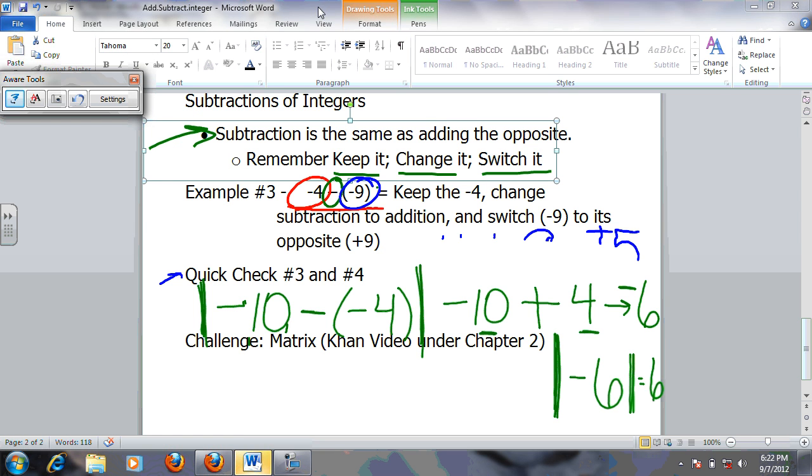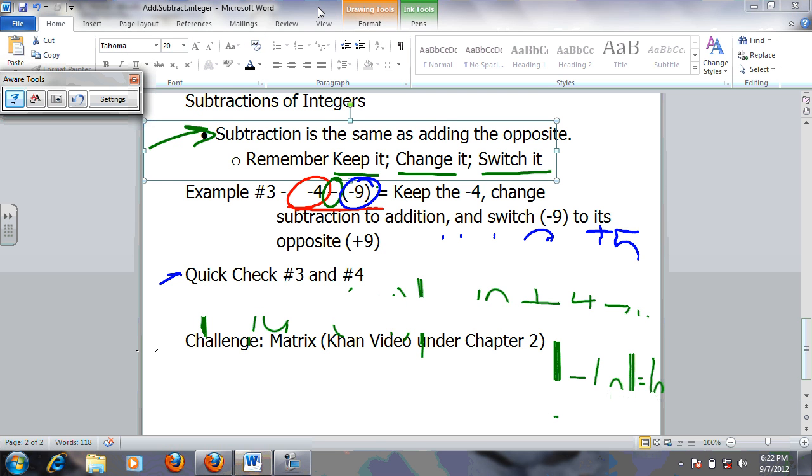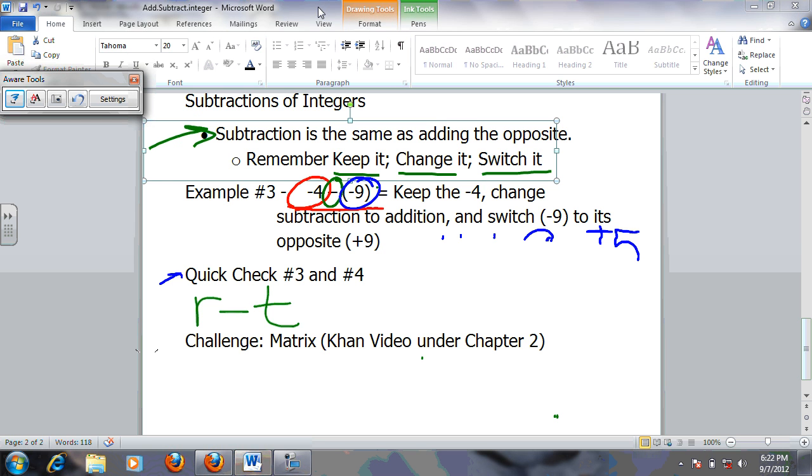Example 5 goes through evaluating expressions, again, using subtraction. We will do one of those together. Example 5 is on page 66. Looking at example 5, I'm going to do quick check number 5, the first one. R minus T. In order to do R minus T, I need to know the value of R, and I need to know the value of T. It says the value of R is -7, and the value of T is -2.